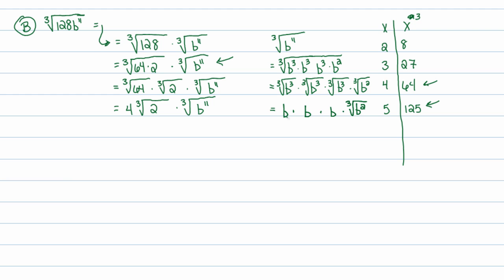B times b times b is b cubed times the cube root of b squared. And we get this business. That's equal to the fourth root of the cube root of 2 times b to the third power times the cube root of b squared.